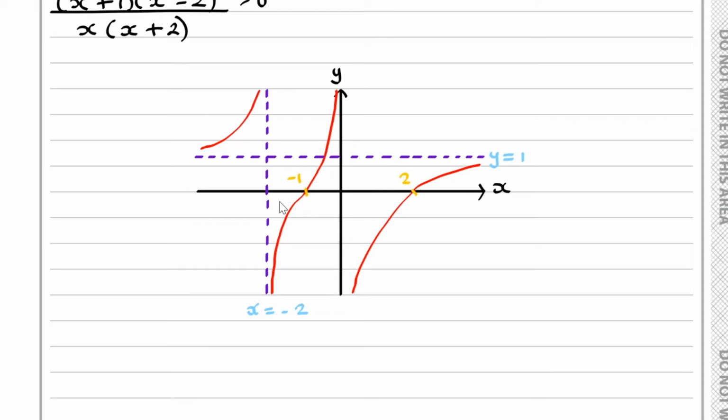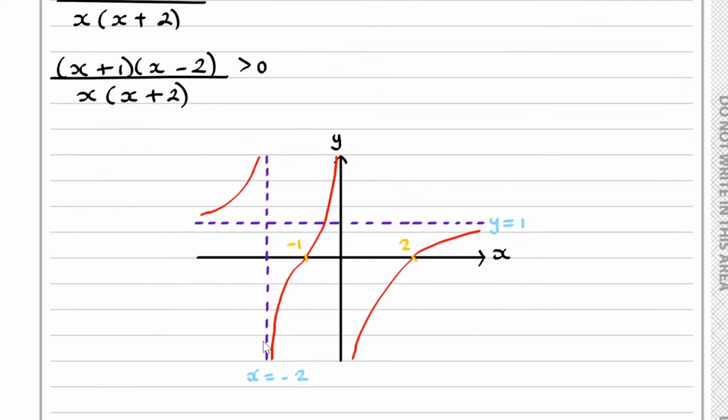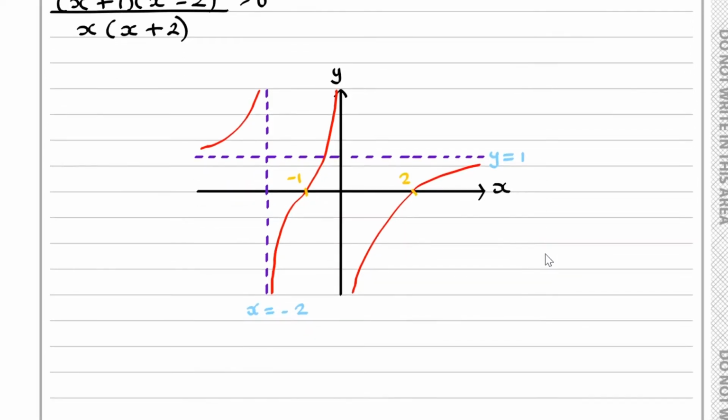So I've got a quick sketch over here. We've got our asymptotes at x equals -2 and x equals 0, and then we've got the intersection with the x-axis at -1 and 2, and we've got another asymptote at y equals 1. So from this we can see that our critical values are -2, which is this asymptote, -1, which is this intersection point, 0, which is the asymptote, and 2, which is the intersection with the x-axis.